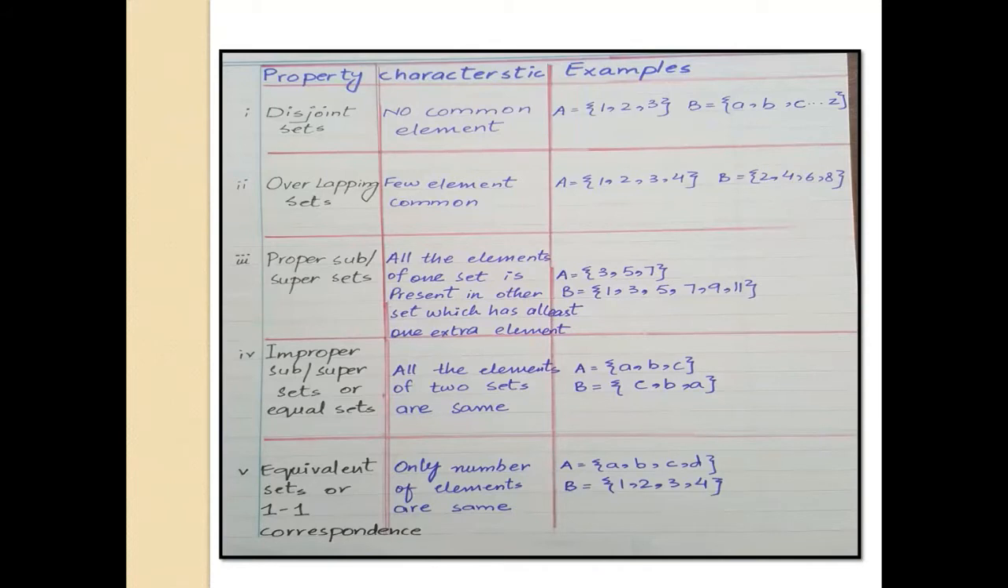Number 1 is disjoint sets. Disjoint sets contain no common elements, meaning both sets have totally different elements. Here set A is 1, 2, 3 and set B contains elements A, B, C up to Z. So there is no common element. That's why we call it a disjoint set.